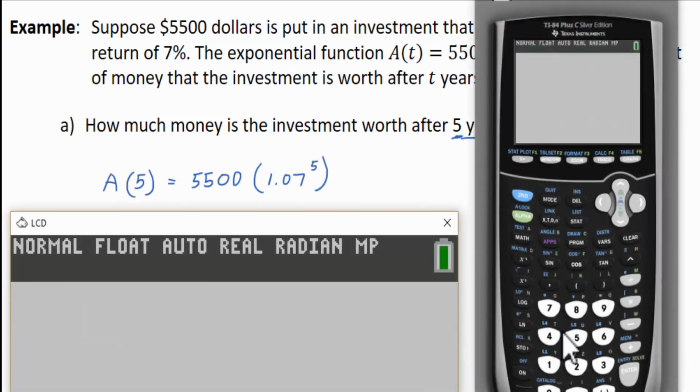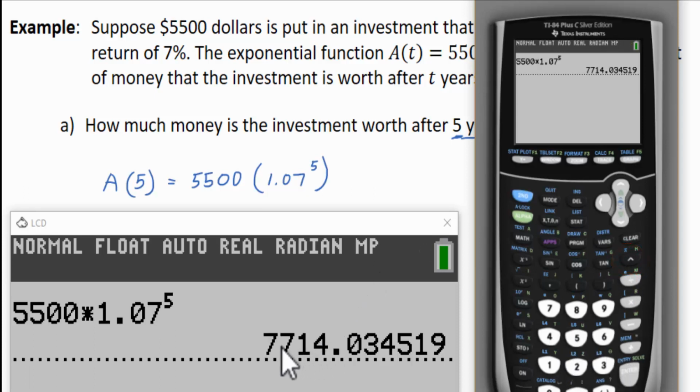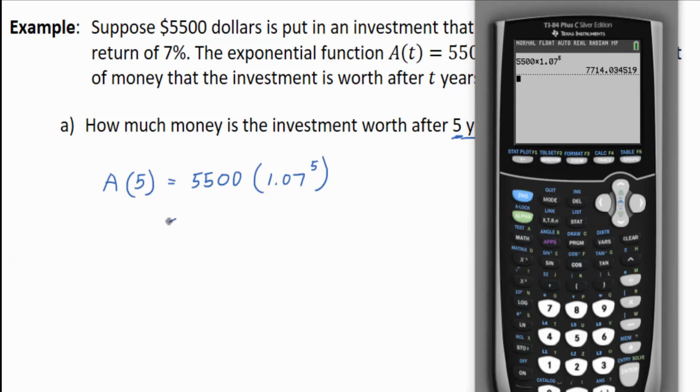Okay, here's the calculator. Let's type it in. 5,500 times 1.07. This is the exponent button, to the 5 power. And it looks like there's about $7,714 and about 3 cents in the account after 5 years. So 7,714.03. Oh, make sure you put the money symbol. So you've made a nice tidy little profit after 5 years.